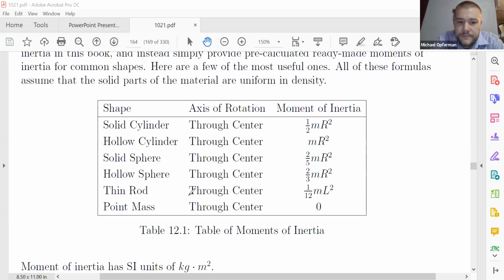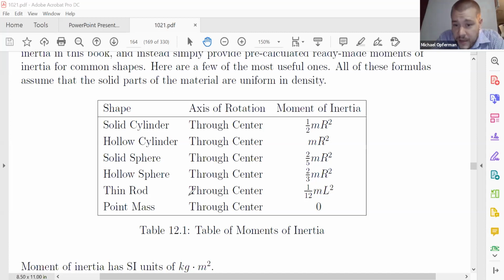Then we've got the thin rod. The thin rod means this example we were talking about, where you take something long and thin like this, and you hold it at the center of mass. You hold it at the center point, and you spin it this way, so that the axis of rotation is passing through the center like that. And in that case, it's 1/12 times the mass times the length squared.